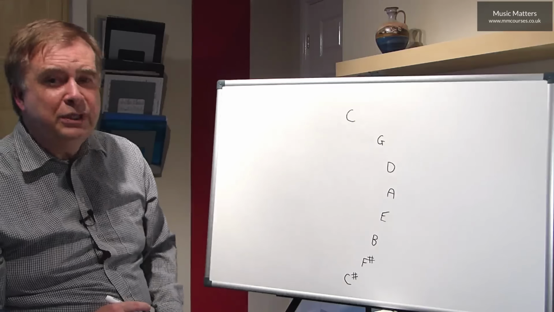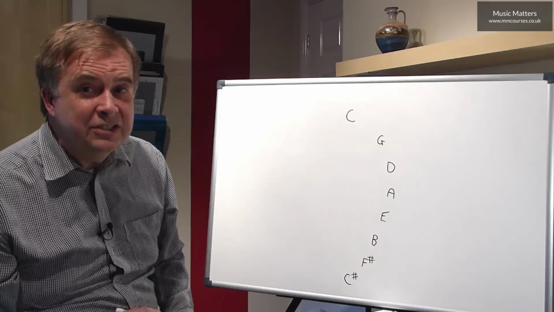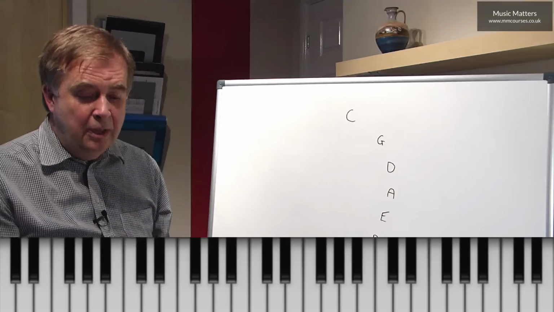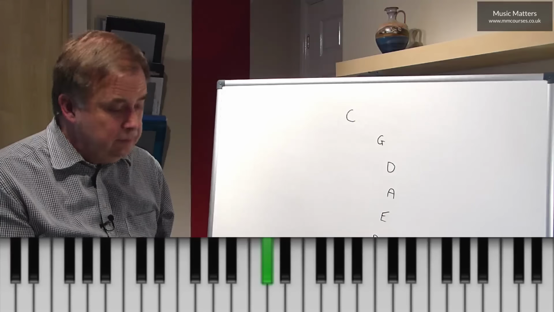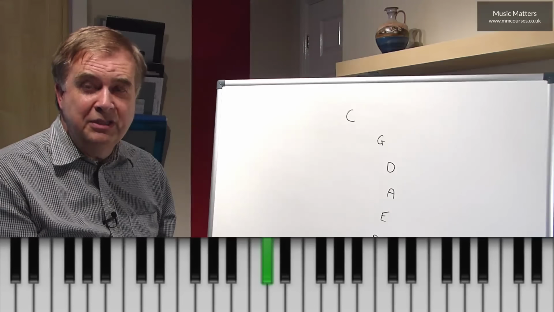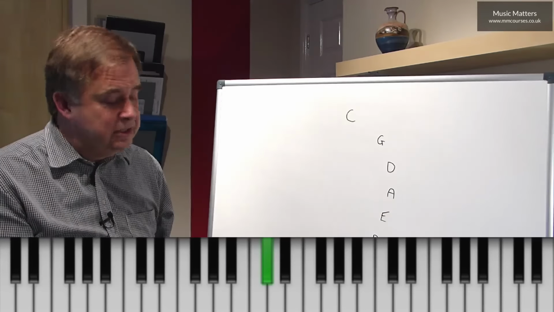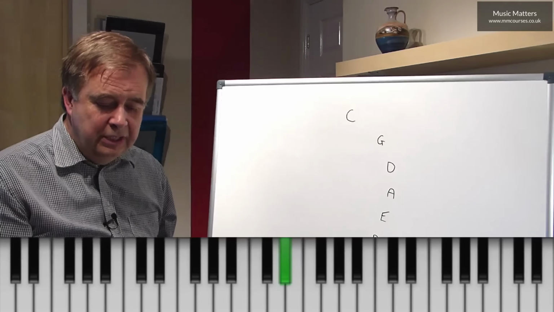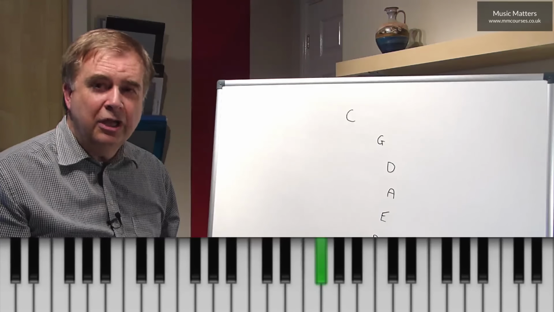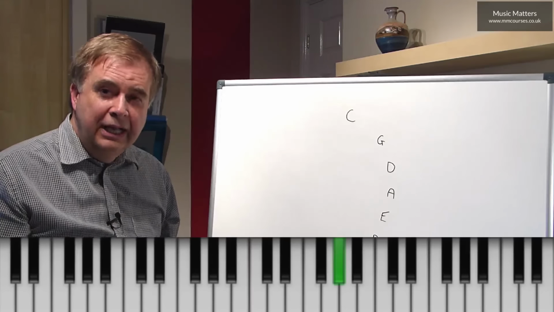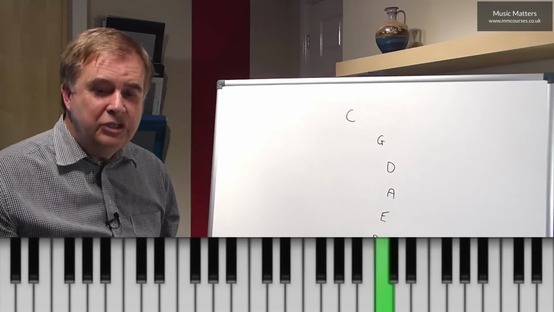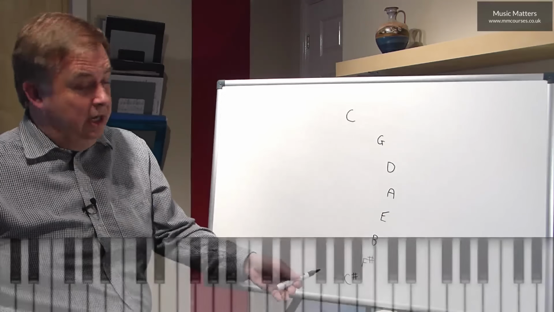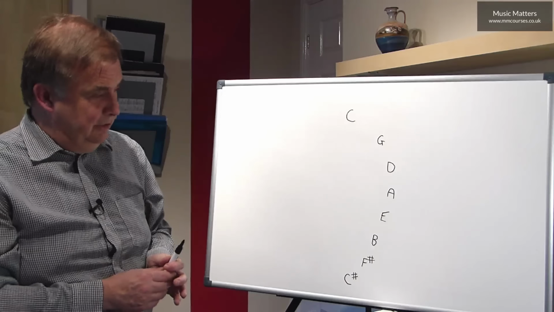And that's as far as we need to go, because by the time you get to C sharp, believe it or not, everything is sharp. If I start on C sharp and I give you a pattern of tones and semitones that we know for the major scale, you'll find that we've got C sharp, D sharp, E sharp, F sharp, G sharp, A sharp, B sharp, C sharp. So by the time everything's sharp, there's no need to go any further.